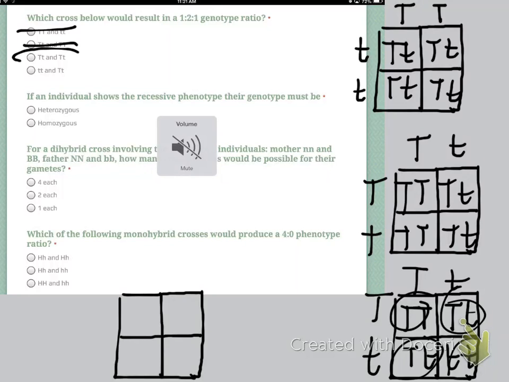Lo and behold, that gets you your 1 to 2 to 1. So that would be your correct answer. And I think most people did pretty well on that one. 83% of you answered this one correctly. Let me get rid of all of this stuff.